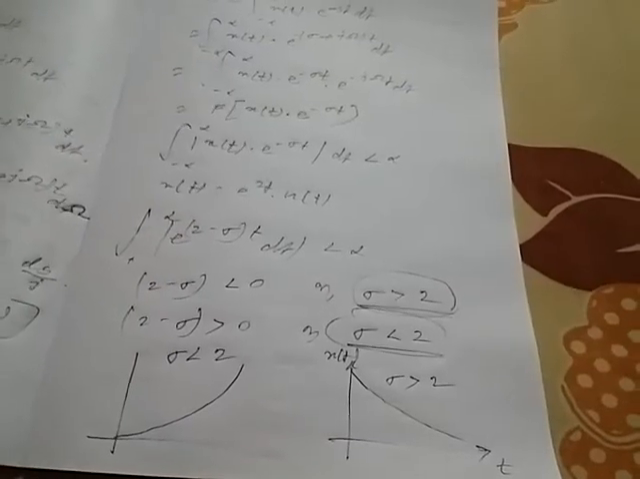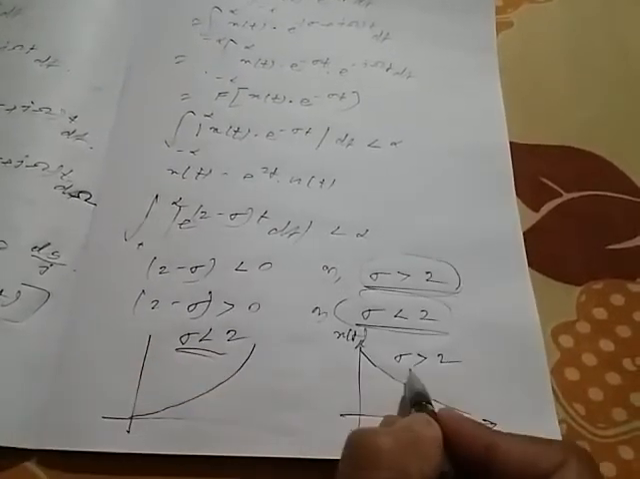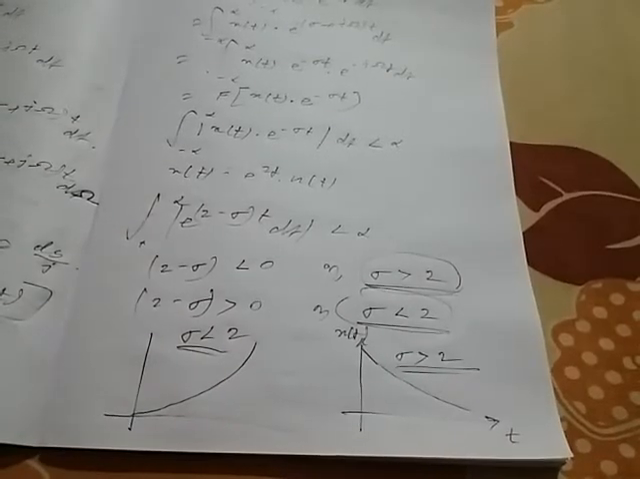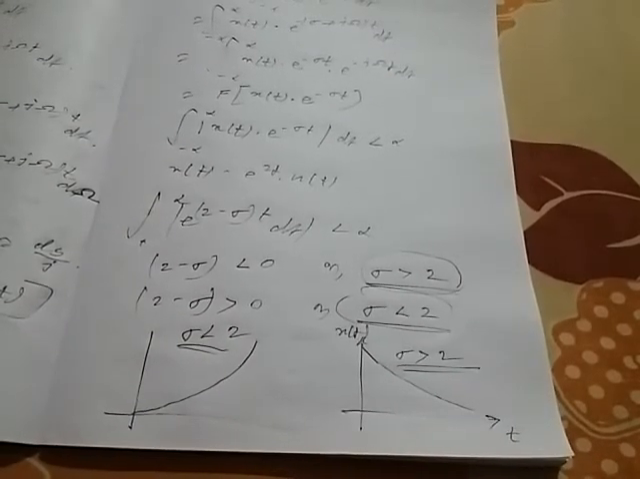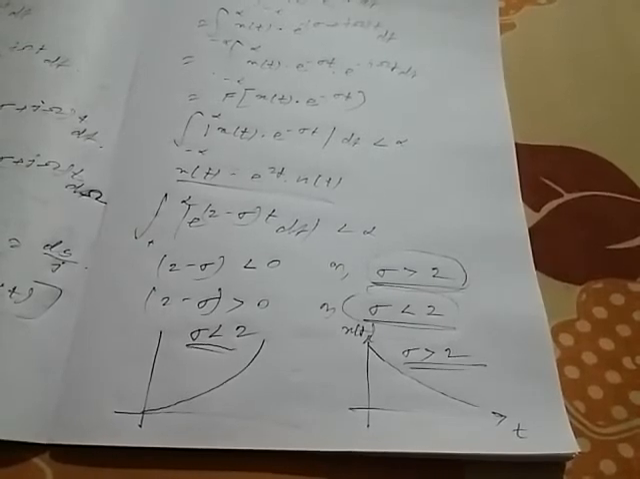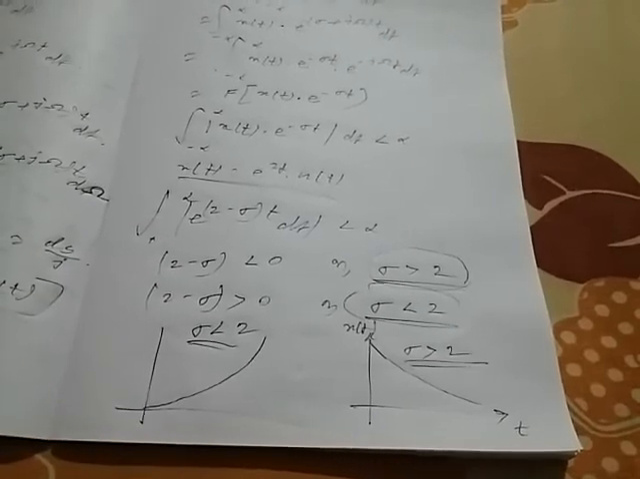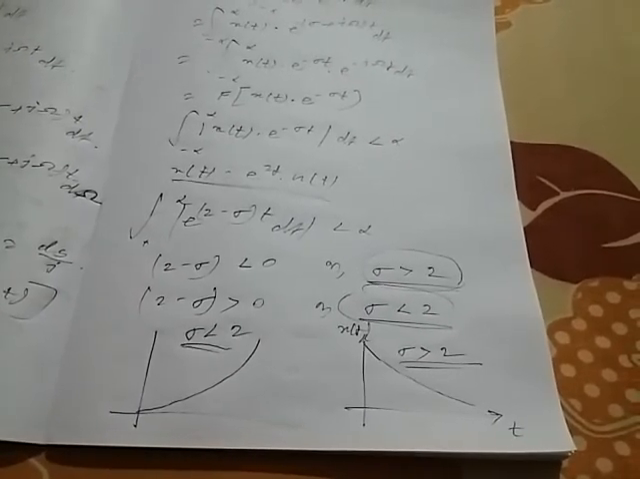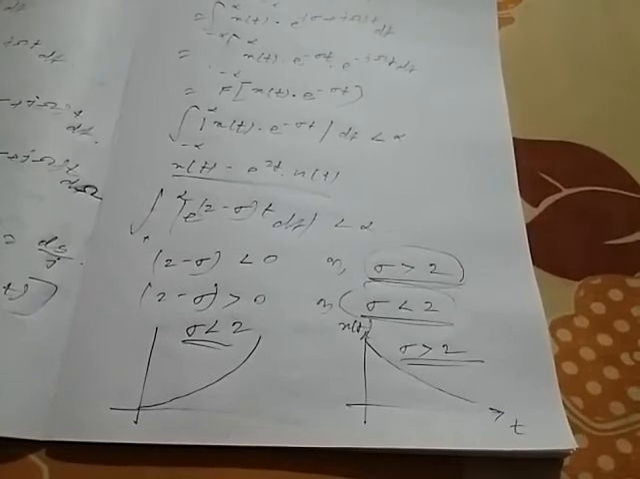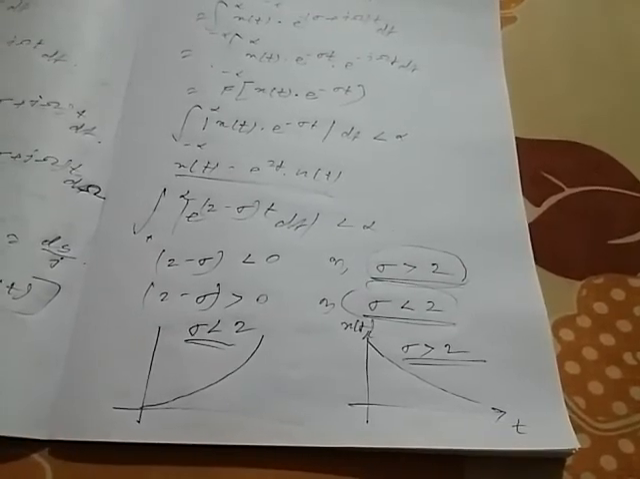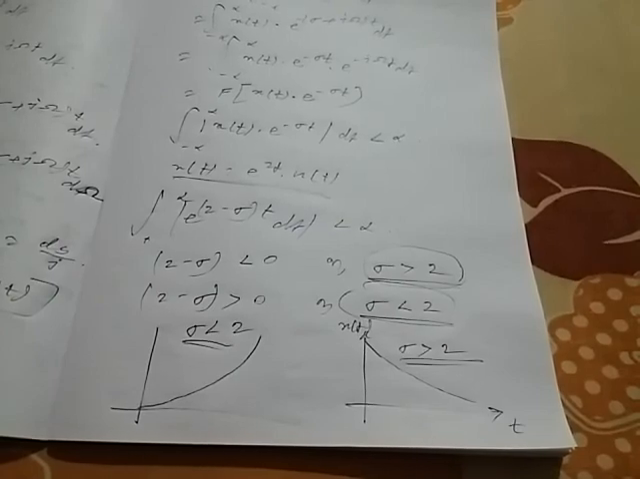So from here we can conclude that the region of convergence depends on the value of sigma, and also depends on the nature of the function x(t). So from this video what we learn: the basic formulas of Laplace transform and inverse Laplace transform, the relationship between Fourier transform and Laplace transform, and also the region of convergence for the Laplace transformation.